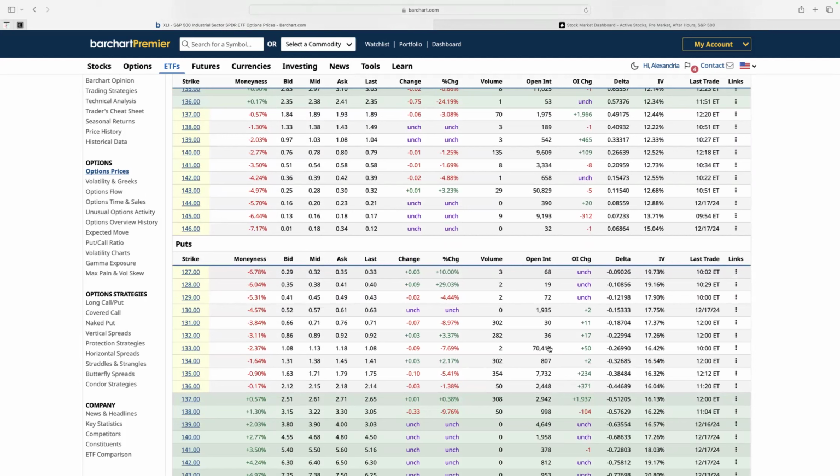Hold on now. Everybody pause and write this down. XLI 133. That's an outlier. 133 put 117. That's something to watch. That's a lot of open interest.